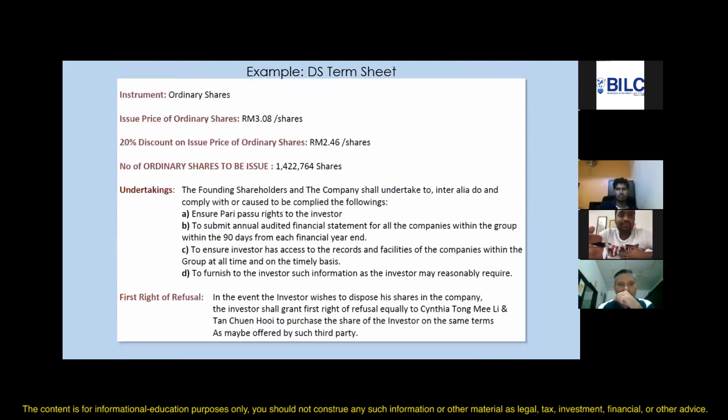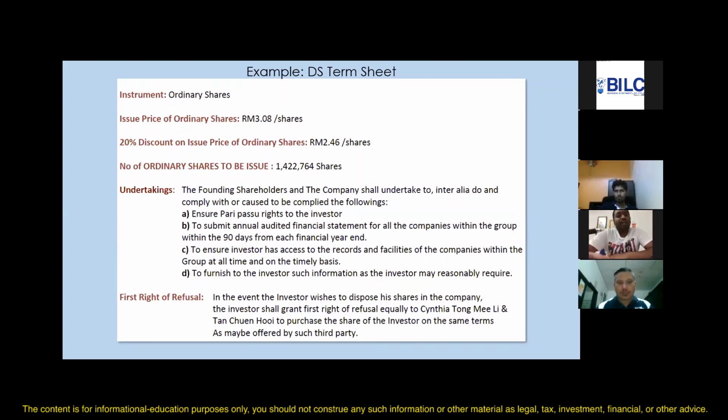Next slide. So carrying on, you will see what's the instrument of the investment. So it's an ordinary share. The issue of the shares will be how much per share, at what discount, the number of ordinary shares to be issued, then what are the undertakings, what's the first right of refusal.